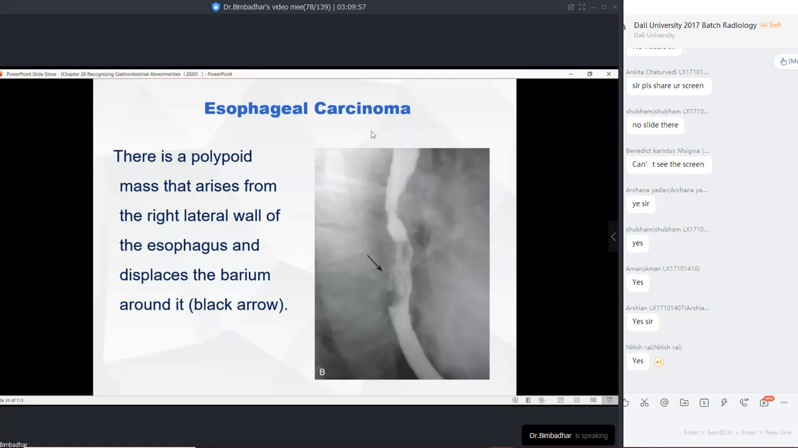But can you take a guess and tell me if this is a squamous cell carcinoma or an adenocarcinoma? You see, it is happening in the thoracic segment. Okay, middle part to lower part. Middle part to lower part, it must be happening because of adenocarcinoma.